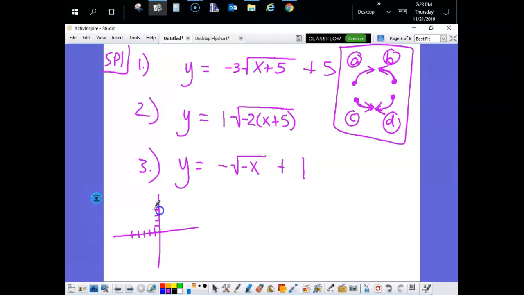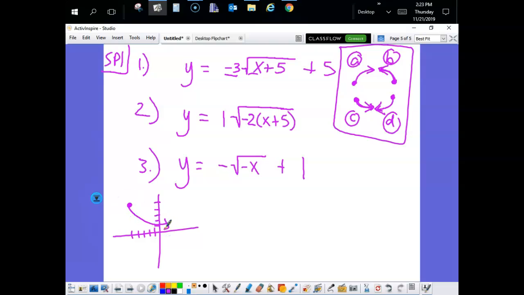Negative 5, 5 is here. And which of those shapes am I going to go with on that one, Kayla? For number 1, is it going to be shape A, B, C, or D? C. Down and right. And that's option C. So it's going to look something like that.